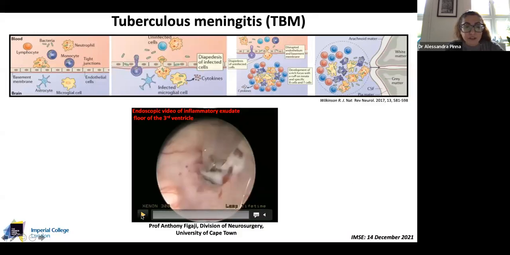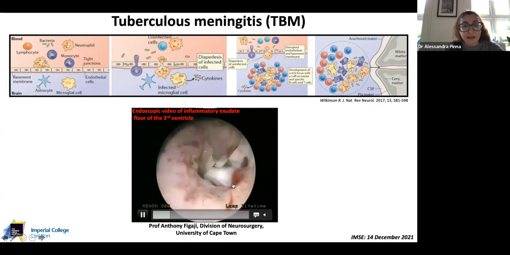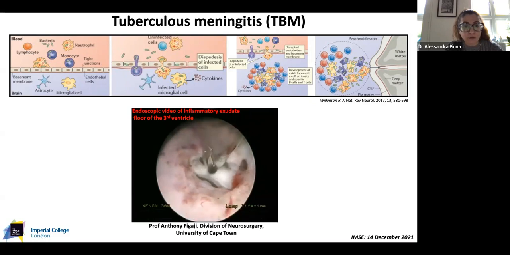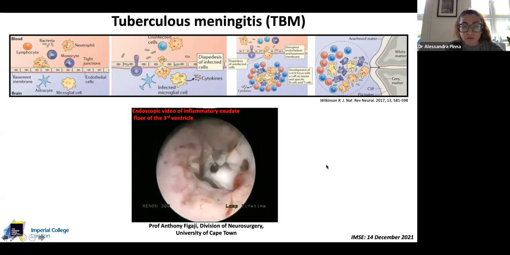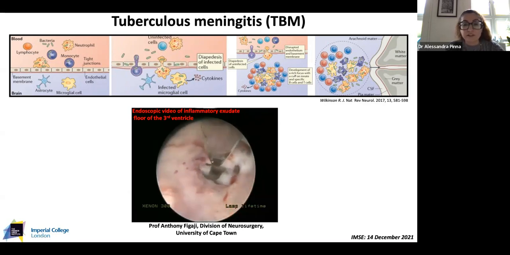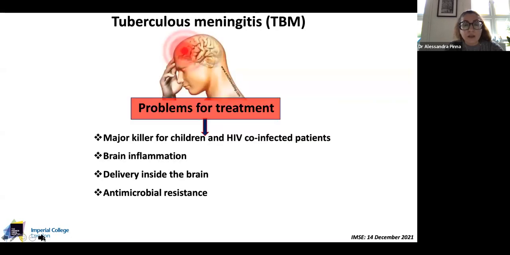Here in this video is a real video. You can see the exudate coming from the inflammation that we have in the blood-brain barrier. This video is courtesy of Professor Figaji from the Division of Neurosurgery at the University of Cape Town. So what's the problem with the treatment of tuberculous meningitis?